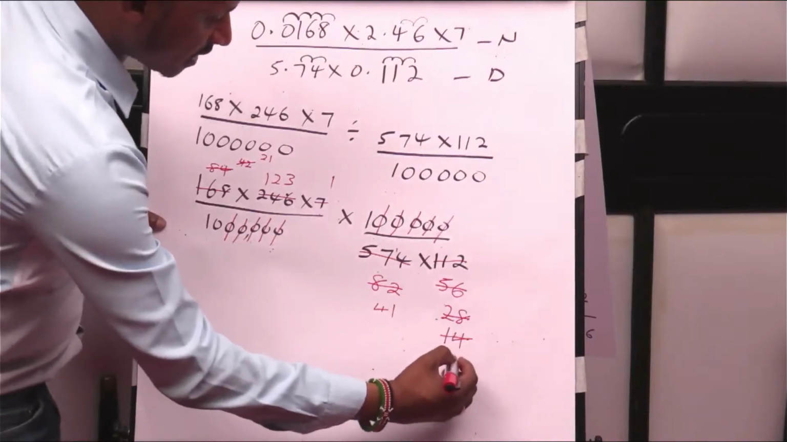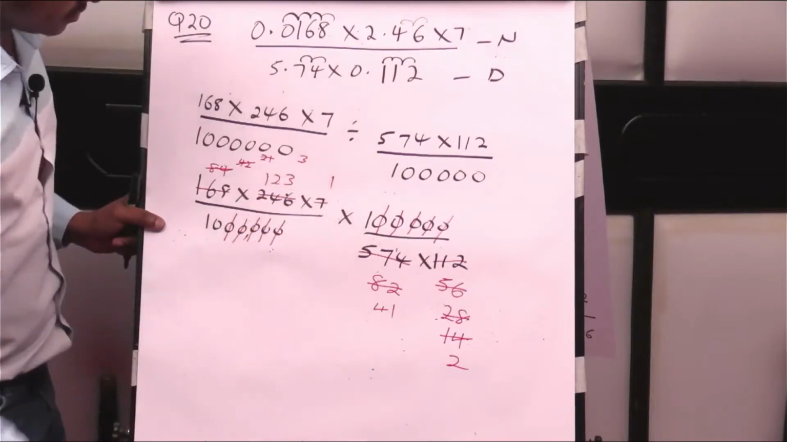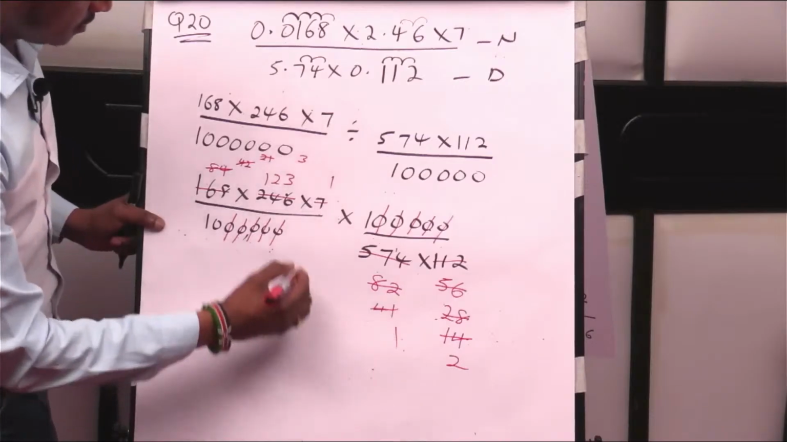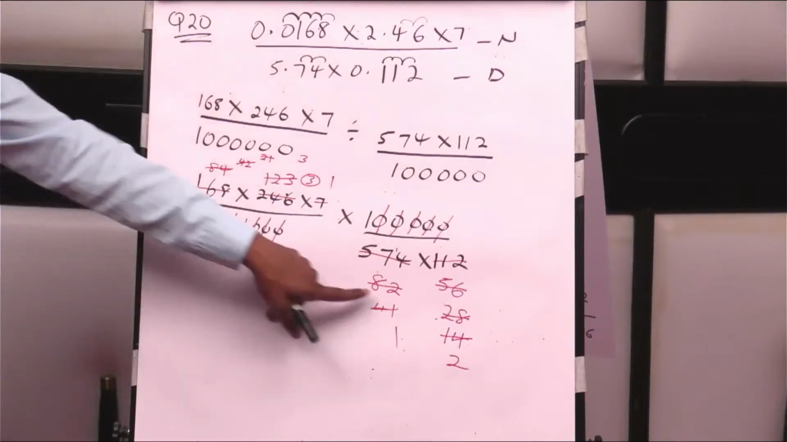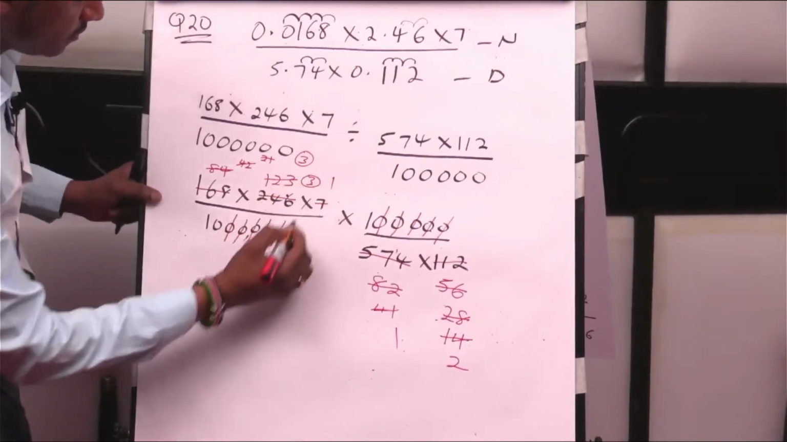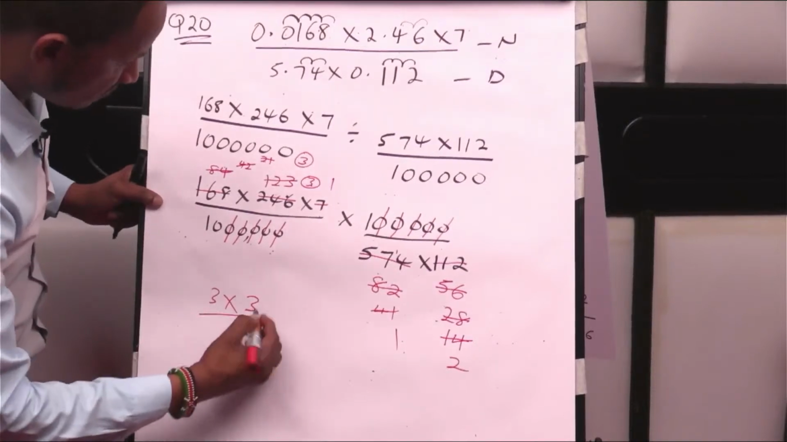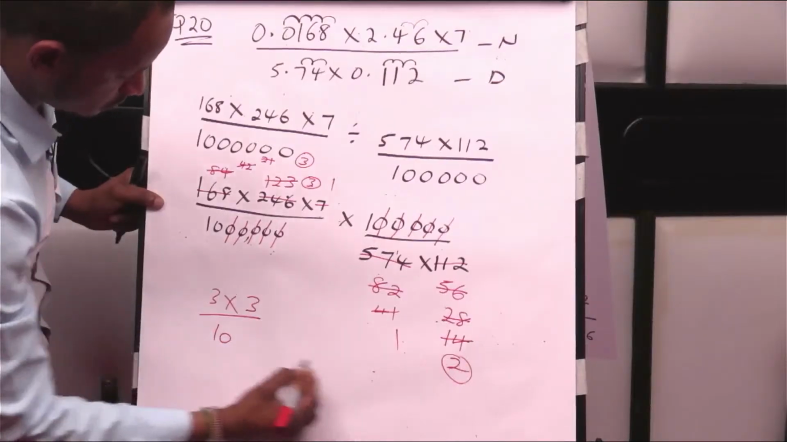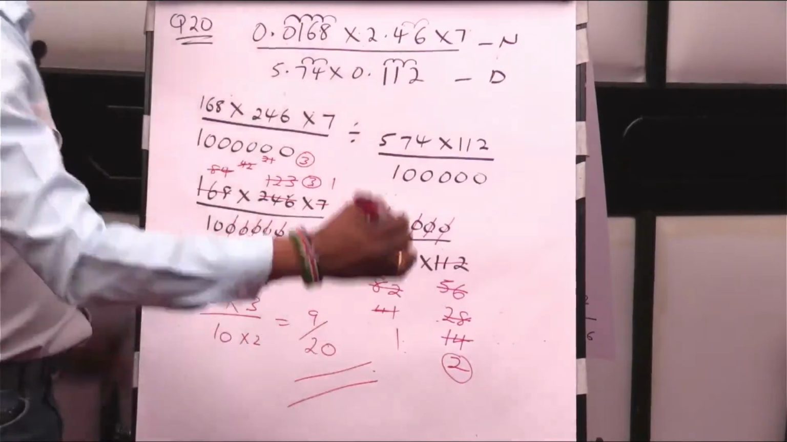Then 7 goes here twice. 7 goes into 21, 3 times. Then 41 goes here once. 41 into 123, 3 times. So we remain with 3 times 3. Have we finished? Yes. 3 times 3 over, down here we have 10, and this side we have 2 times 2, which is 9 over 20.